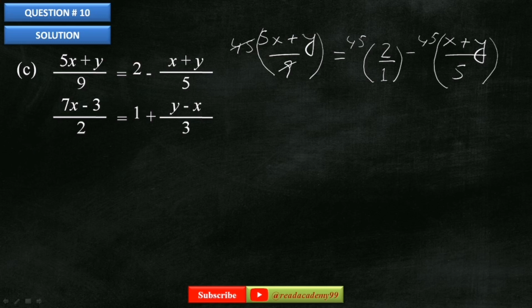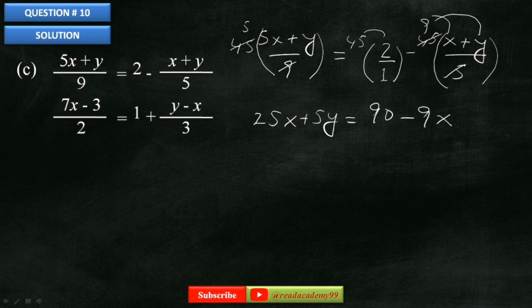9 times 5 is 45. And 5 times 9 is 45. Now multiply these terms. So 25x plus 5y. 45 times 2 is 90. And multiply these terms. Minus 9x minus 9y.